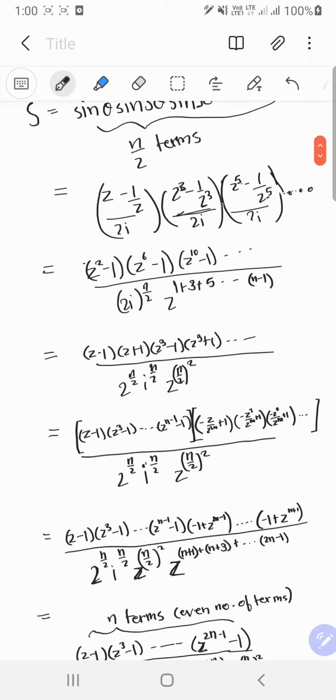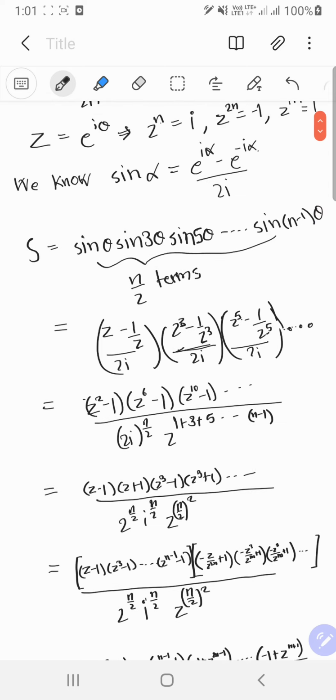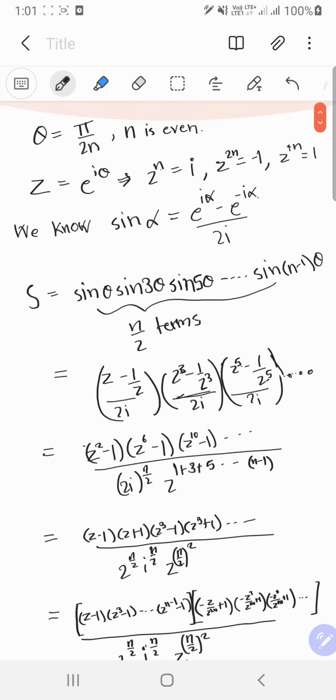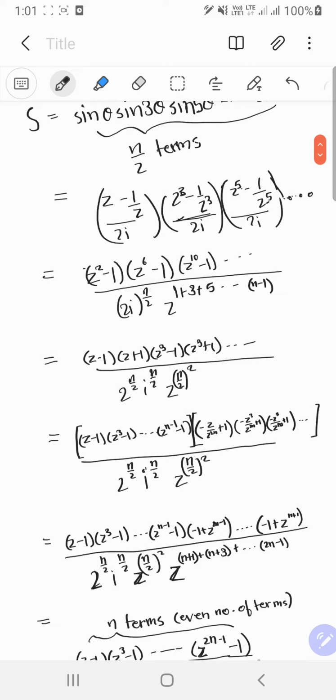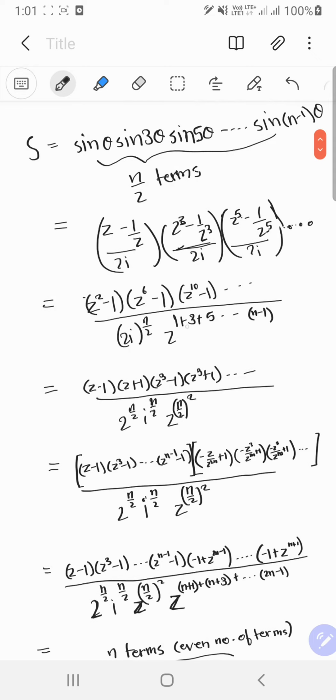From there you can cross multiply, so it's going to be z square minus 1, z power 6 minus 1, z power 10 minus 1, and so on, upon. So how many terms are there? There are n by 2 terms. Two times n by 2 minus 1, so there are n by 2 terms over there, because it's the first n by 2 odd numbers. All right, so you're going to have n by 2 of these 2i's, so 2i to the power of n by 2, and then the denominators are going to club up to give z power 1 plus 3 plus 5 and so on till n minus 1.